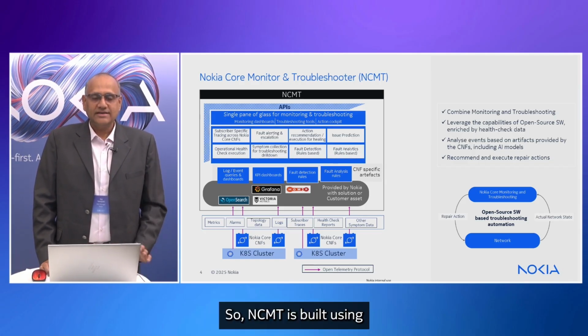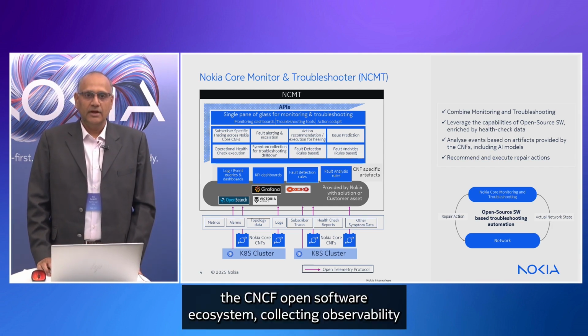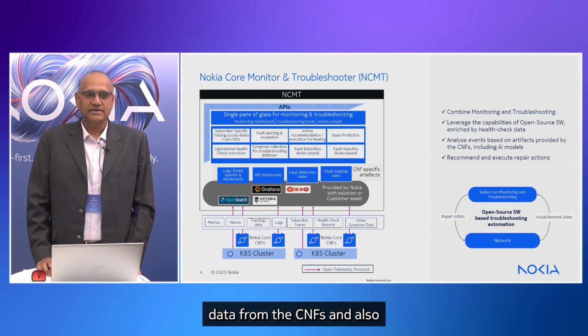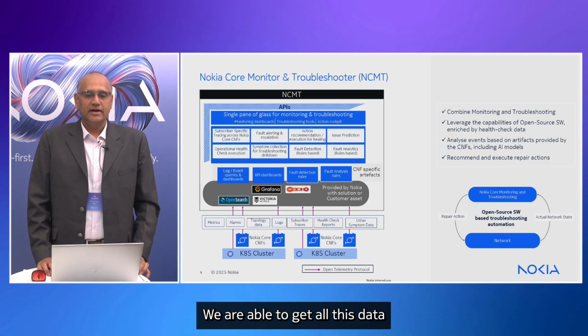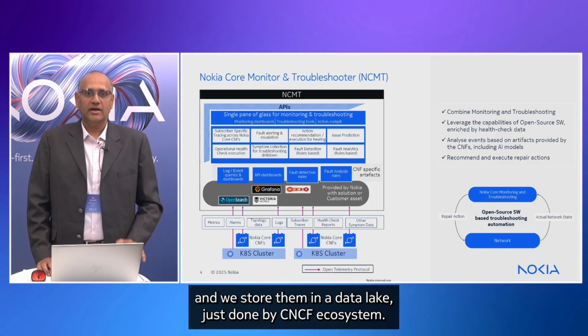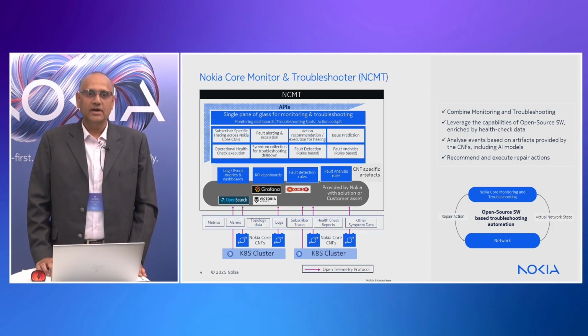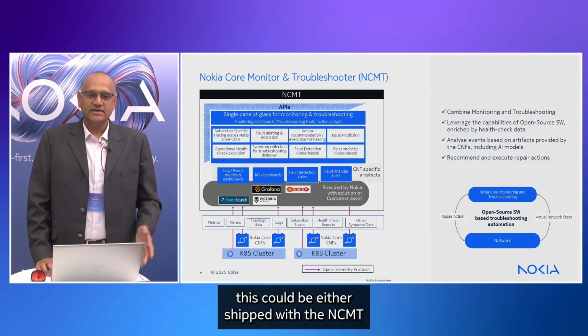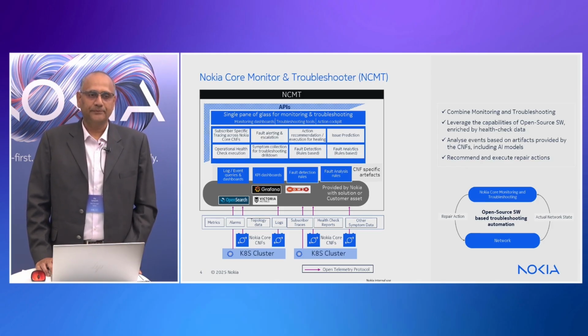So NCMT is built using a CNCF open software ecosystem, collecting observability data from the CNFs and also from the Kubernetes clusters. We are able to get all this data via an open interface to NCMT, and we store them in a data lake suggested by the CNCF ecosystem. This data lake consists of OpenSearch, Grafana, Homer and Victoria Metrics. It could either be shipped with NCMT, or if you as a customer already have a data lake, we'll be able to make use of it.